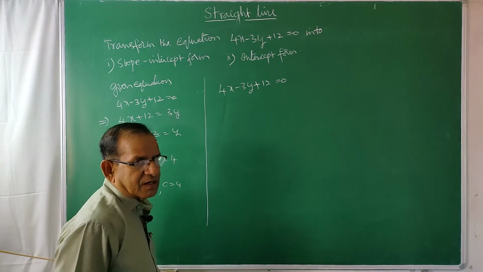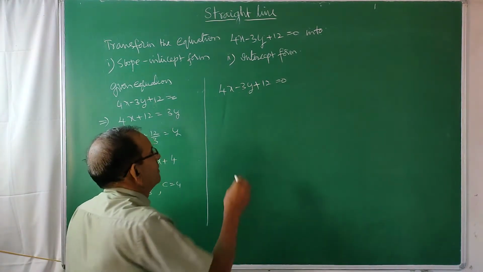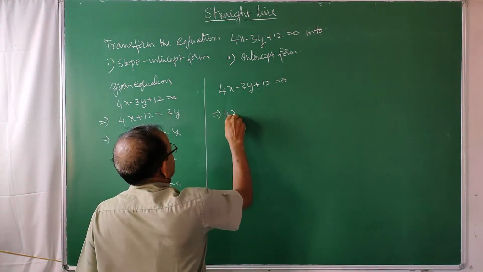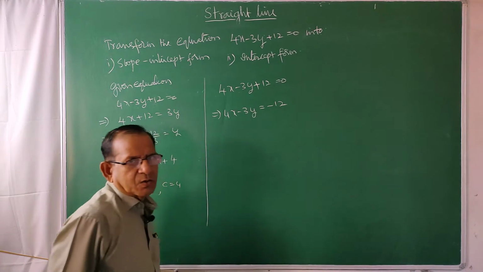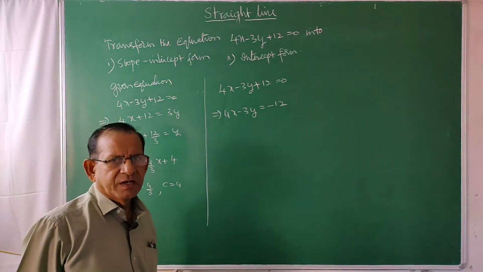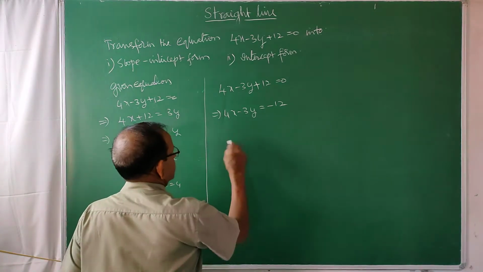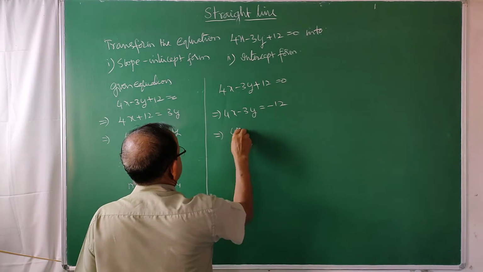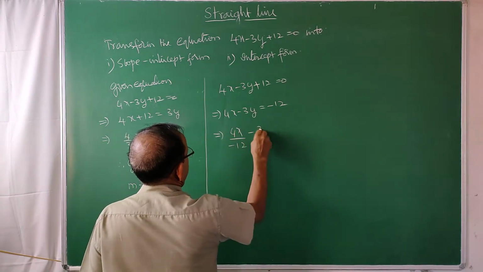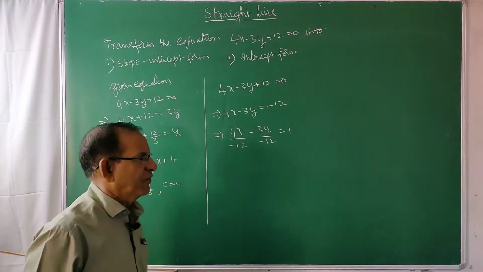So to get 1 on the right side, first of all you have to bring the constant to the right side. That is 4x minus 3y is equal to minus 12. To get plus 1 on the right side, divide both sides by minus 12. That implies 4x by minus 12 minus 3y by minus 12 is equal to 1.